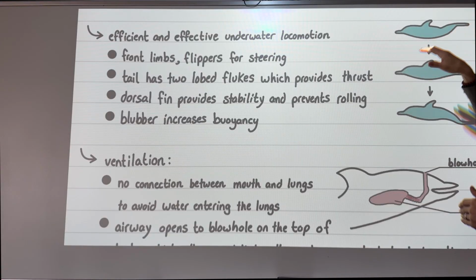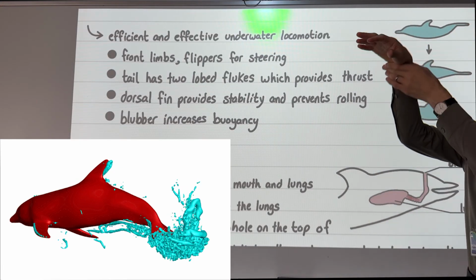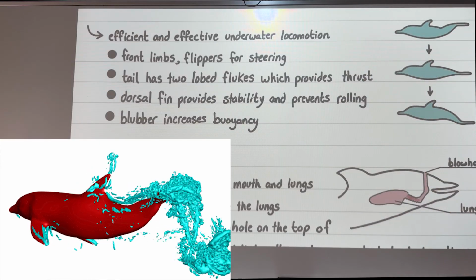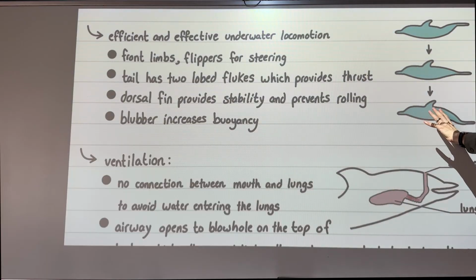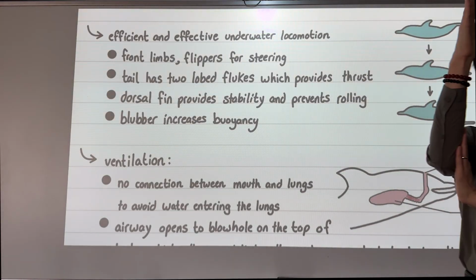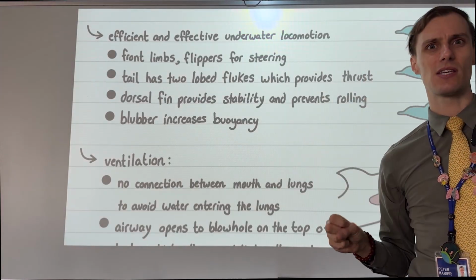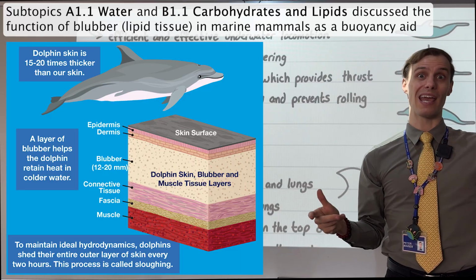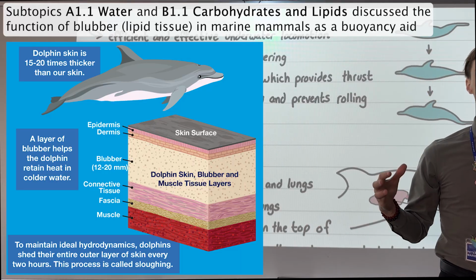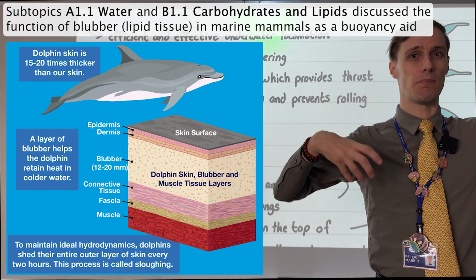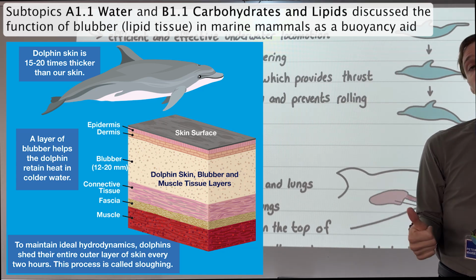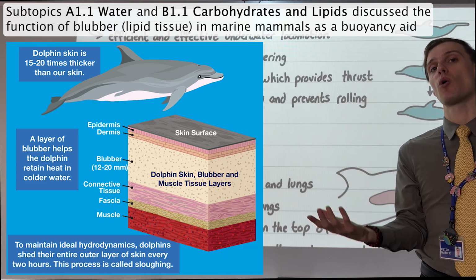The idea is that by actually moving the fluke up and down in this motion, that's what's providing thrust. And again, that dorsal fin is providing stability, preventing them from rolling side to side. And as we've discussed also in B1.1 and A1.1, as a marine mammal, they also have a significant portion of blubber, and this increases their buoyancy, allowing, again, even more efficient swimming.